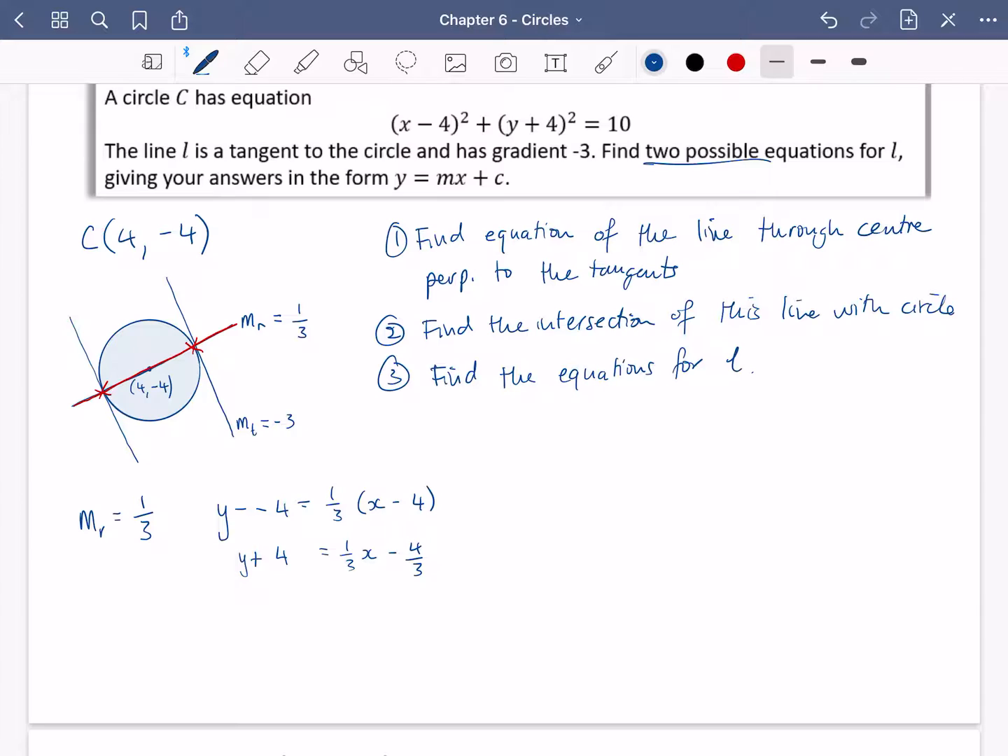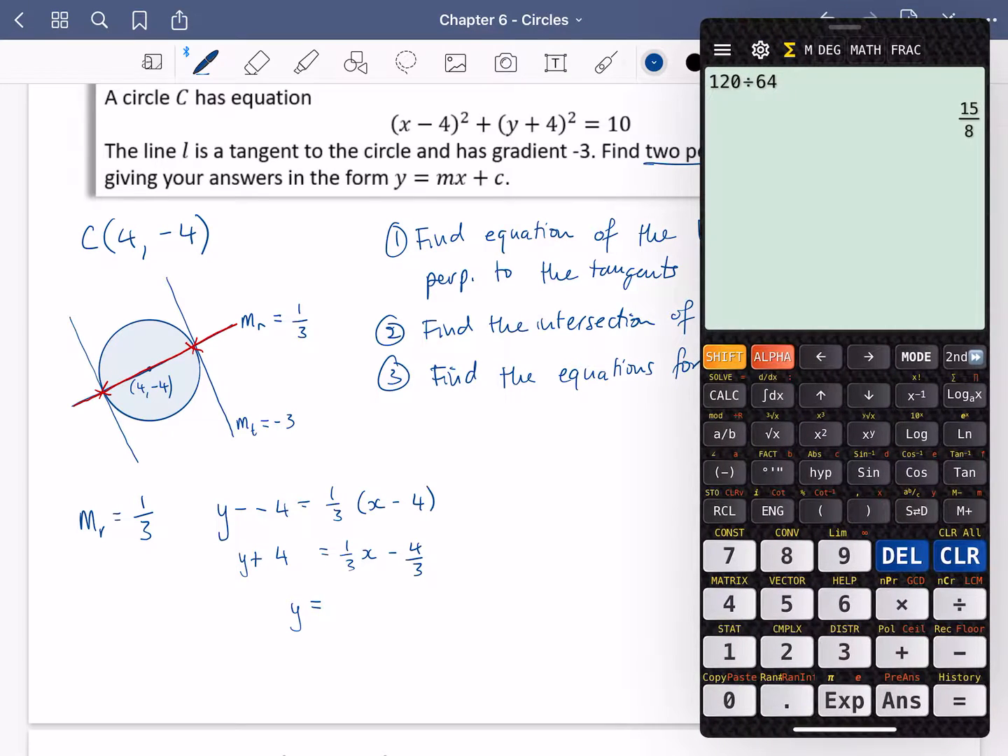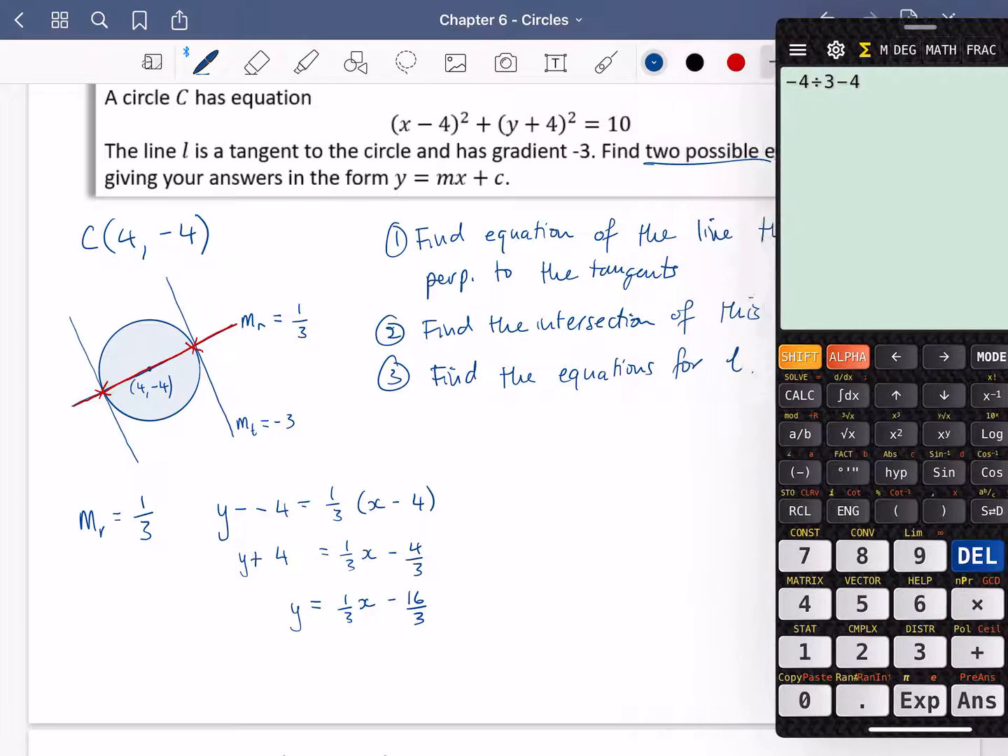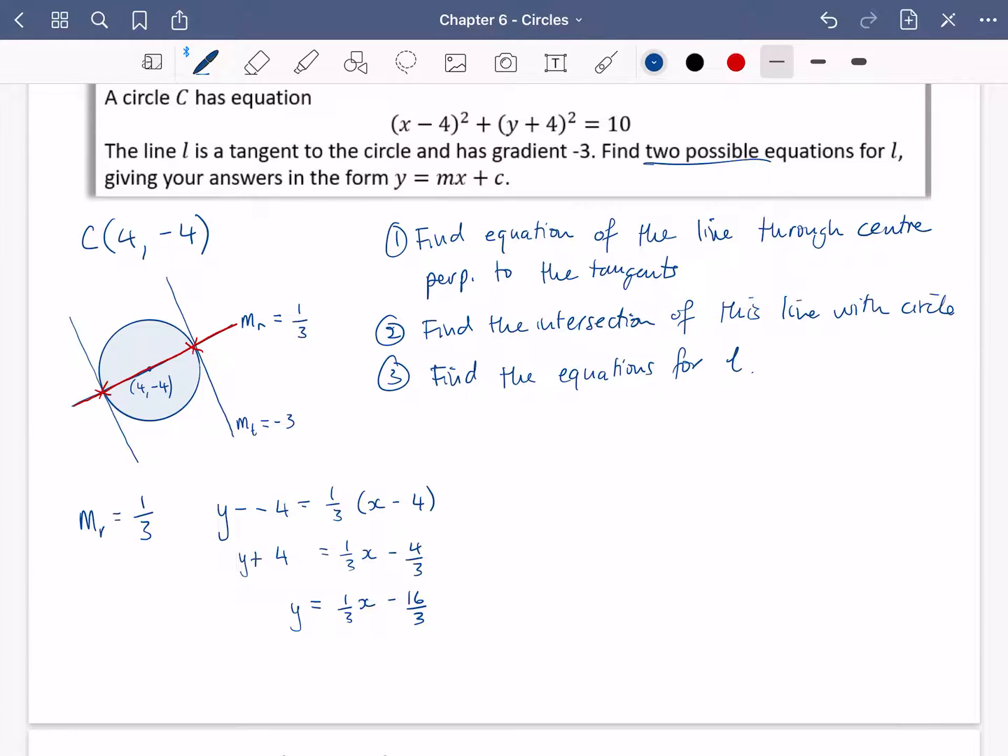And because we're going to try and solve this with the circle equation, we're going to need to put it in as a y equals. So I'm going to have to do here minus 4 over 3, subtract the 4. So I get a third x minus 16 over 3. Oh, in fact, I probably don't even need to do that. And I'll say why in just a second. So that was number 1. We found the equation of the line through the center perpendicular to the tangents.